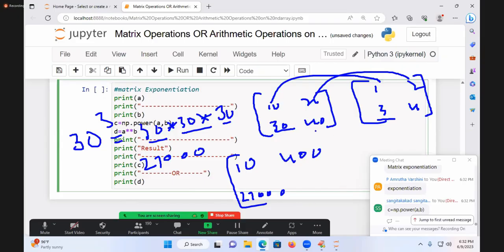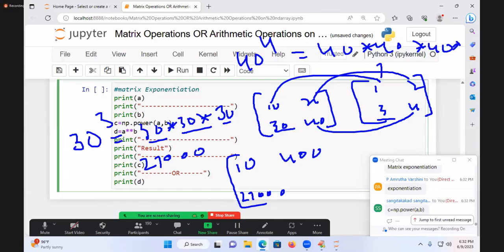Next, 40 to the power of 4. Don't know? 40 into 40 into 40. 4 fours are 16, 16 16s are 256. 256 and 4 zeros.